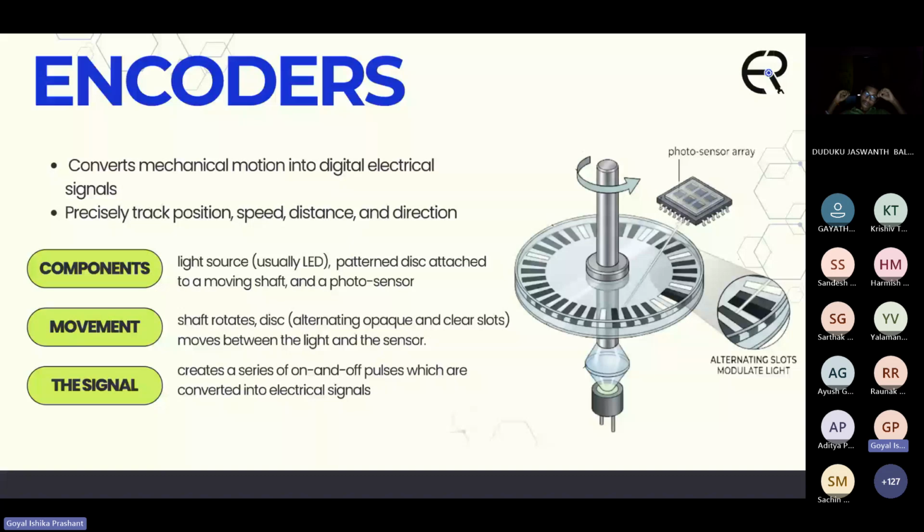So the components of an encoder are a light source, a pattern disk that is attached to a rotating shaft, and a photosensor. So how this works is, as the shaft rotates, this disk would rotate with it. And as you can see, it has an alternating set of opaque and clear slots. So when the light beam passes through it, it creates these series of on and off pulses, which are detected by the photosensor. And then these are converted into electrical signals.